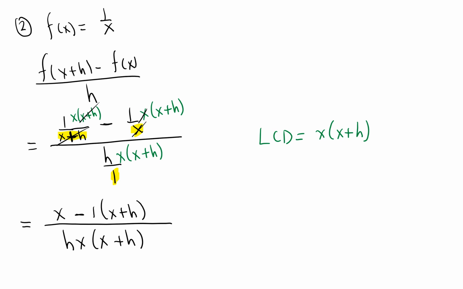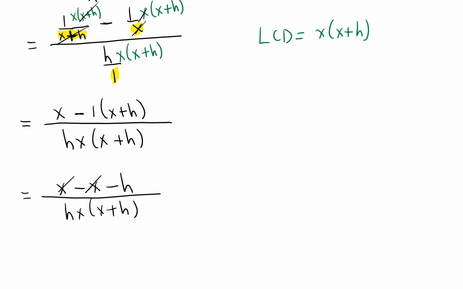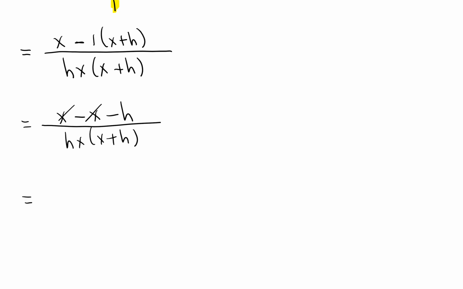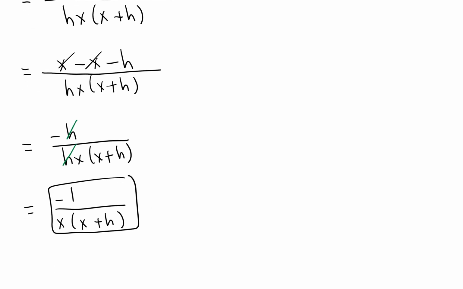Is it done simplifying? The answer is no. On the top, we can clean up the parentheses. x minus x, minus h. It's minus h, since you distribute the negative 1 in. And that will leave negative h over h times x times x plus h. Now the h cancel each other. That will give us negative 1 over x times x plus h. That's what we got.